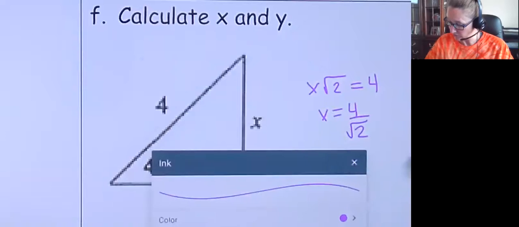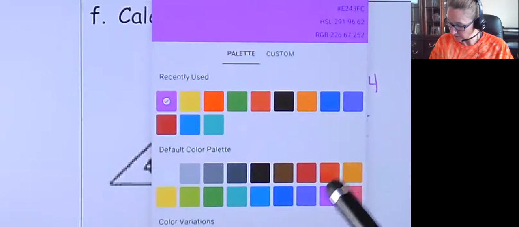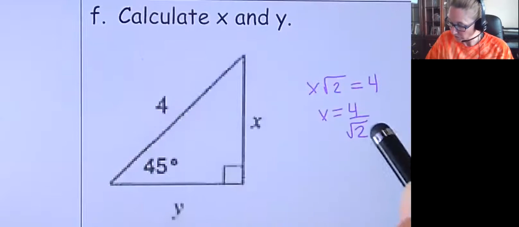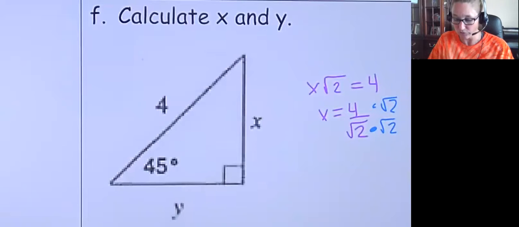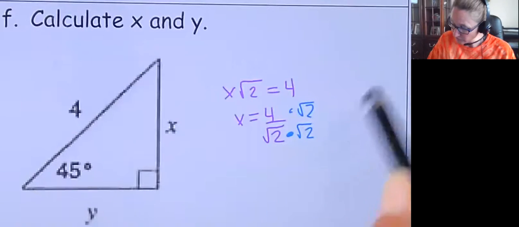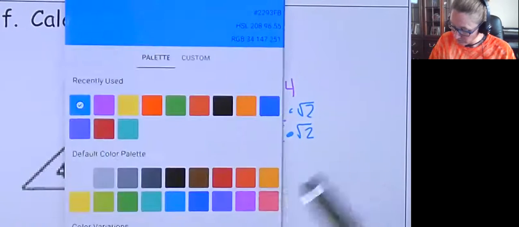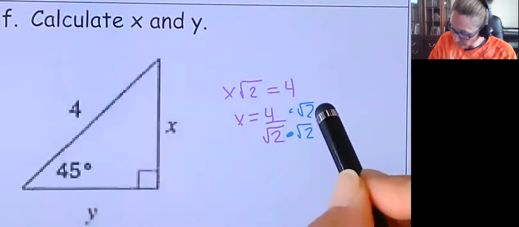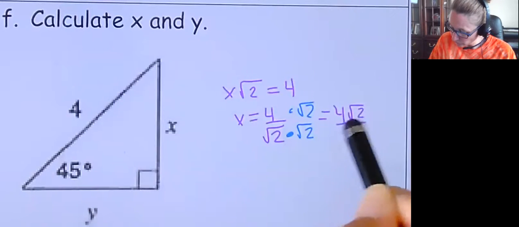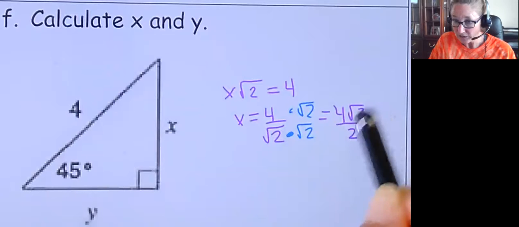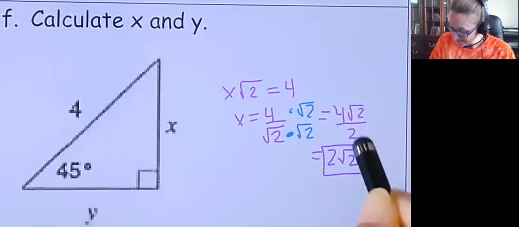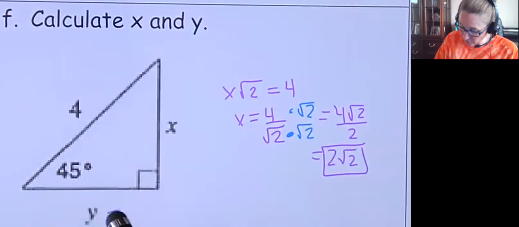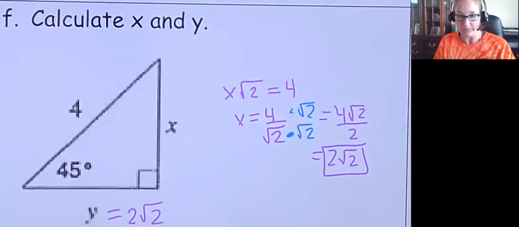Now, we need to rationalize. We do not like to have a radical on the bottom. So I need to multiply the top and bottom by something that's going to make it into a perfect square, and that's going to be root 2. Okay. And so my final answer is going to be 4 root 2 over 2, and this can reduce to 2 root 2. And that's your answer for x. It's also going to be our answer for y.